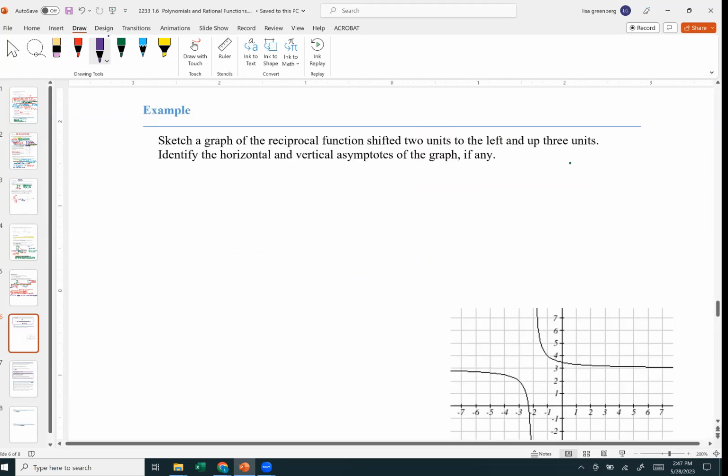Sketch a graph of the reciprocal function. The reciprocal function is f of x equals 1 over x. We're going to shift 2 units left, so 2 to the left. That means we're shifting horizontally, and up 3, so up 3, which makes this vertical.